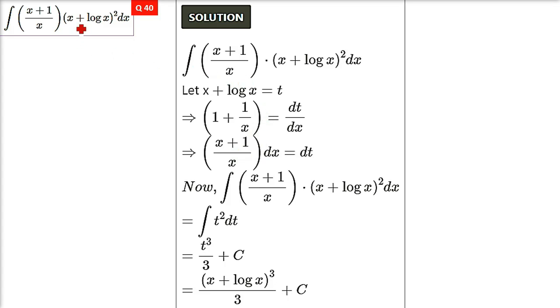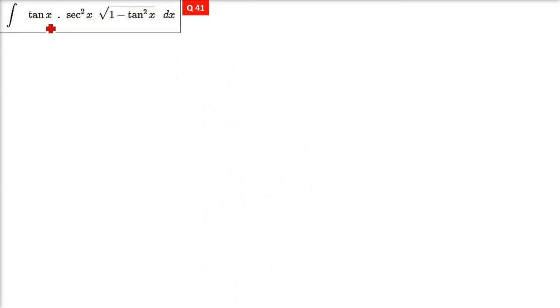So this is the way to write it. x + log x will directly give you 1 + 1/x. Next we have tan x sec square x divided by root of 1 minus tan square x. So if you take this, when you put this tan x as t, this tan x will give you sec square x. So let's see what we get. We will try to take t equals tan x. Now what is the benefit?